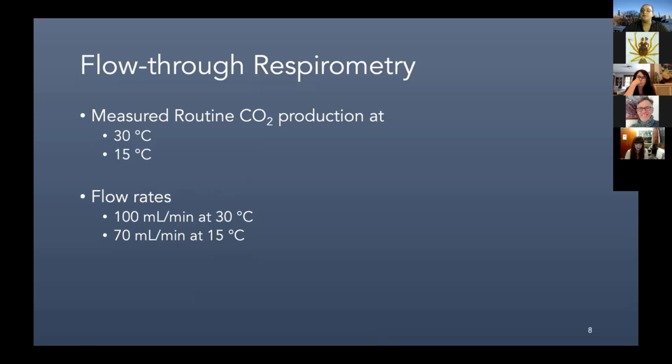We used flow-through respirometry to measure routine CO2 production at 2 different temperatures. So these are our acute temperatures or run temperatures in the graphs that I'll show you later. So we ran them at 30 degrees and we ran them at 15 degrees. And we had 2 different flow rates to adjust for the differences in the metabolic rate that we were expecting to see.